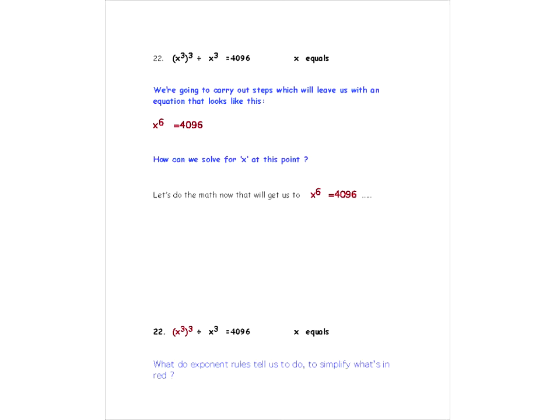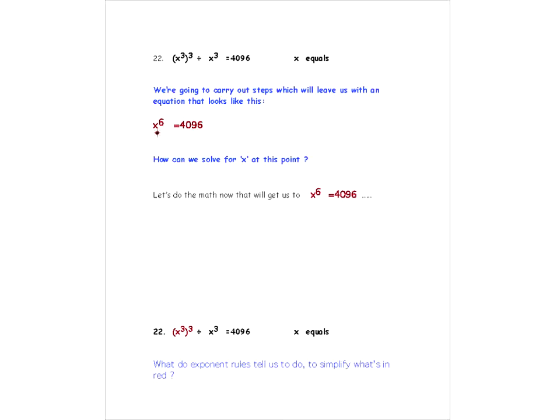So, okay, now we've got a question, and we've got some power rules that are going to have to be used. And so we've got this here, and it says x equals what? So how do we know what x equals? Well, what I can tell you is after we do the math, we're going to find out that we end up with x to the 6 equals 4,096.